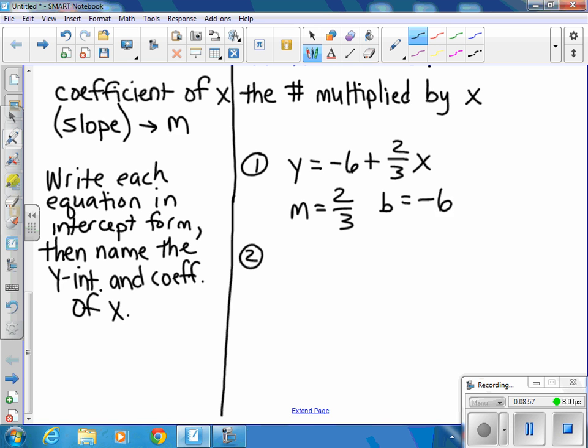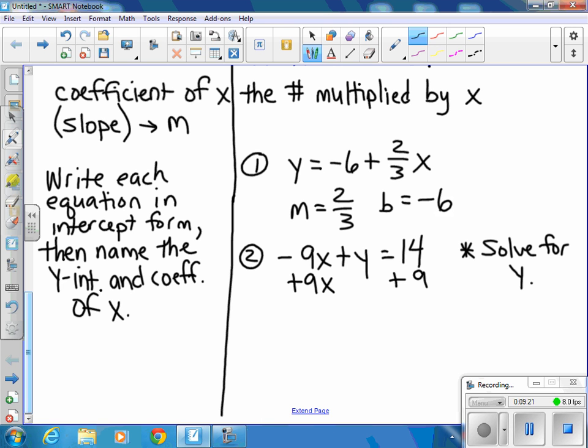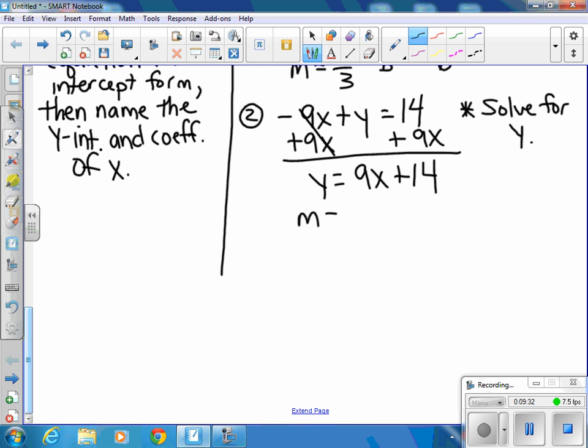Now the next one is not ready to go. So if I have -9x plus y equals 14, the first thing you're going to have to do is put it into intercept form, right? And what that means is to get the y by itself. In other words, you might want to put a little note over here, solve for y, because it's exactly what you're doing. Once you get done solving for y, you're ready to pick out the other two pieces, right? So in order to get y by itself, I need to add 9x to both sides. So now I've got y equals 9x plus 14. Okay, and you'll notice your y is by itself, so you're ready to identify the two parts that you need, which are the m and the b. The m is connected to the x, so that would be the number 9. The b is the number by itself, which would be the positive 14.